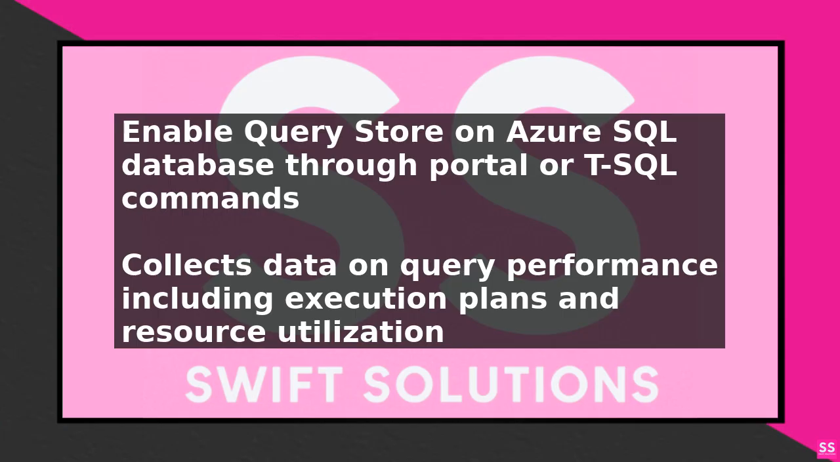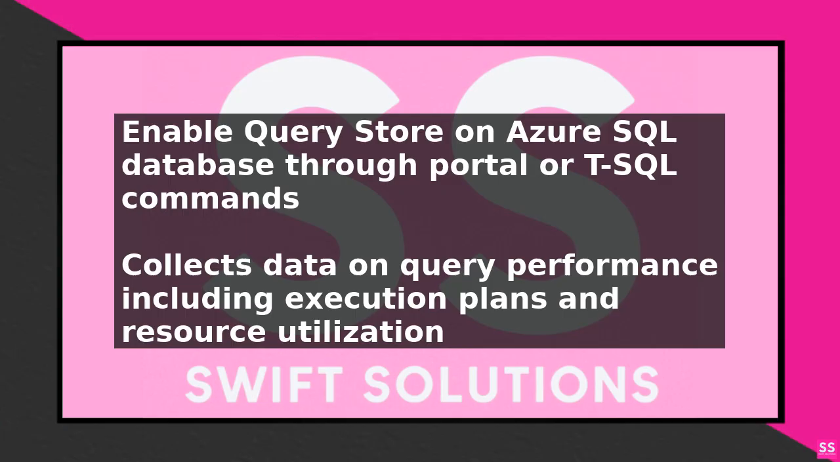To get started with Query Store, you need to enable it on your Azure SQL database. This can be done through the Azure portal or using T-SQL commands. Once enabled, Query Store will start collecting data on query performance, including execution plans, wait statistics, and resource utilization.